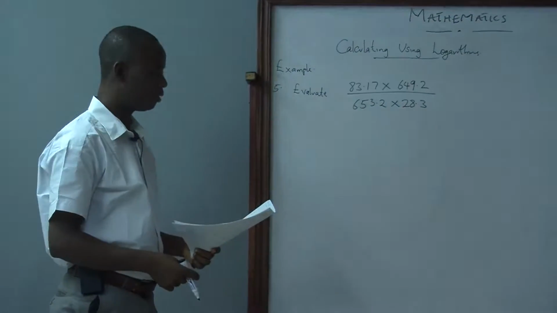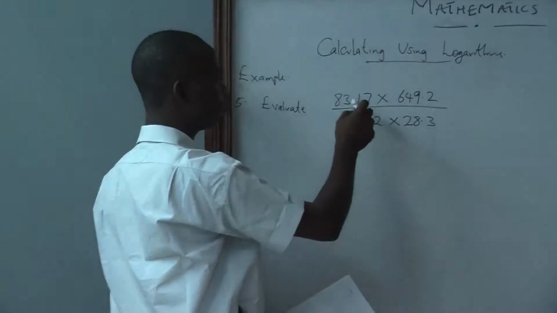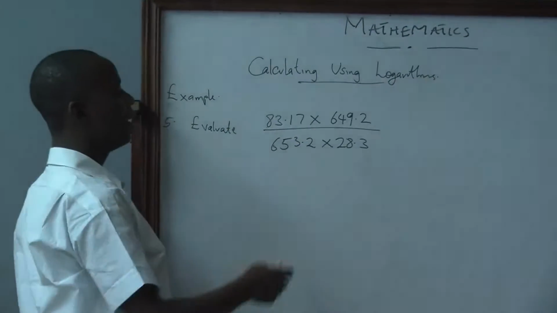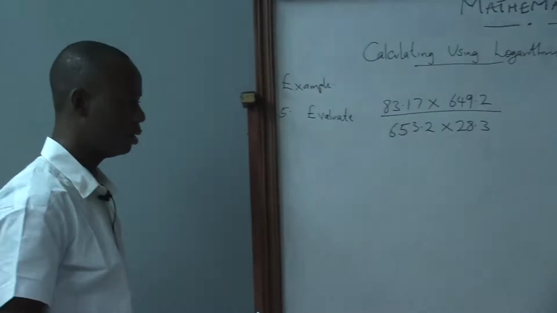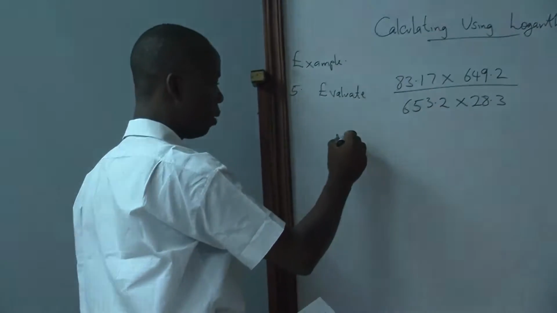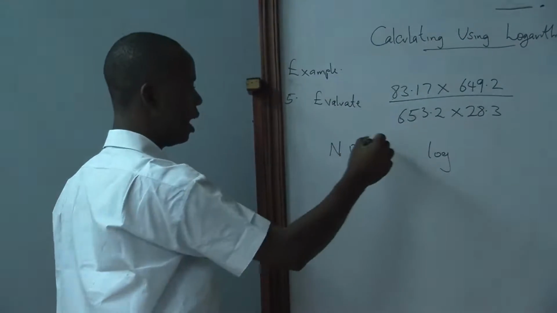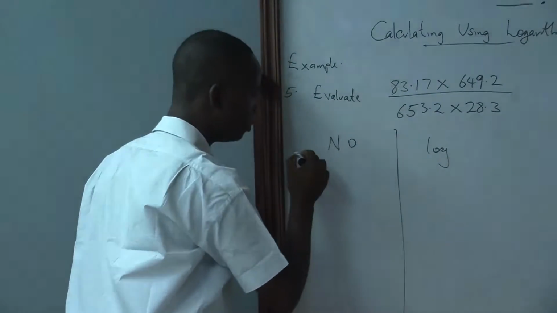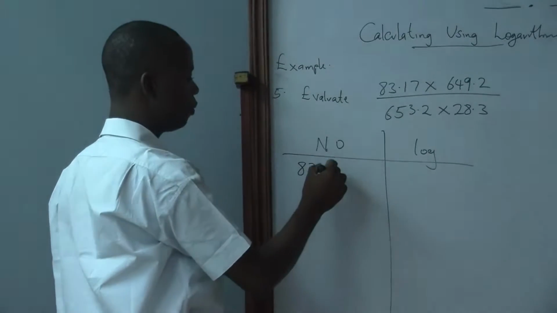Let's look at example number 5. Here we have the numerator where we are going to be multiplying two numbers together, and we have the denominator where we're going to be multiplying another two numbers together. Now, just in the same way, we're going to have our numbers and we're going to have our log. Under 8, the first one we have here is 83.17.